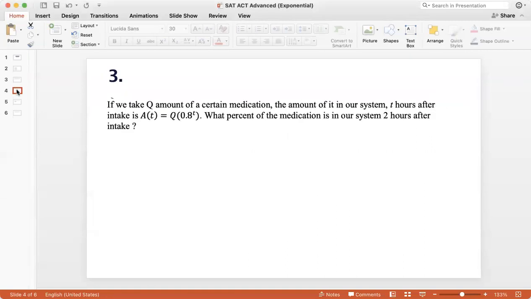Question 3. If we take Q amount of a certain medication, the amount of it in our system T hours after intake is Q times 0.8^T. So A(T) is Q times 0.8^T. This is the amount of medication in the system, T hours after intake. What percentage of the medication is in our system 2 hours after intake?